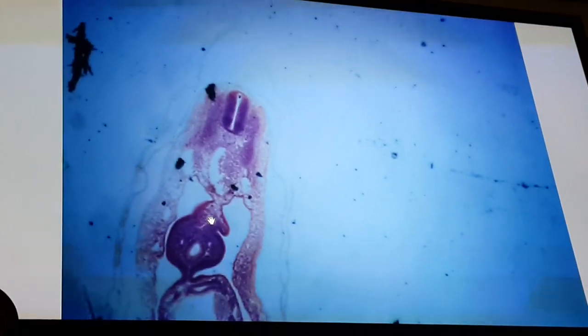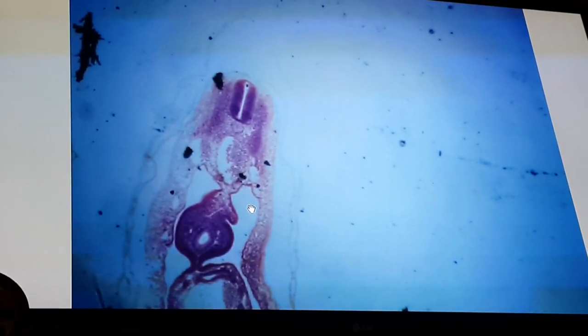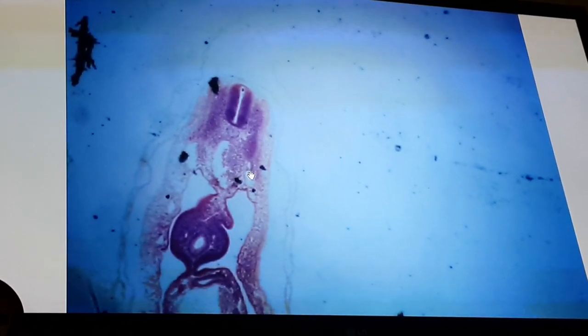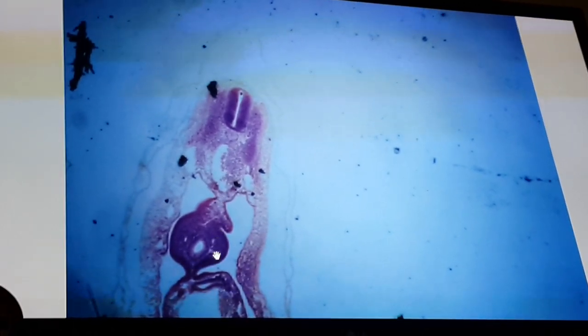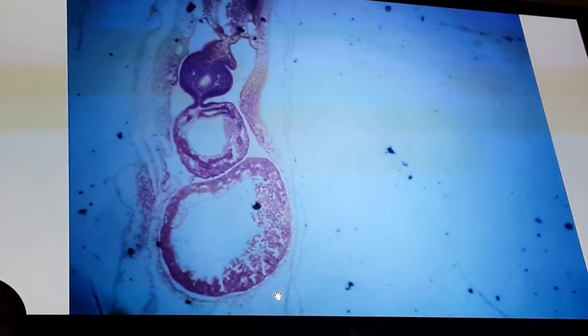Of course, when we say that this is a mesentery and that is gut, this is the peritoneal cavity. Right? This is cardinal vein on the sides of the dorsal aorta. And when you are just in the heart region, this is the heart. This is the pericardial cavity.